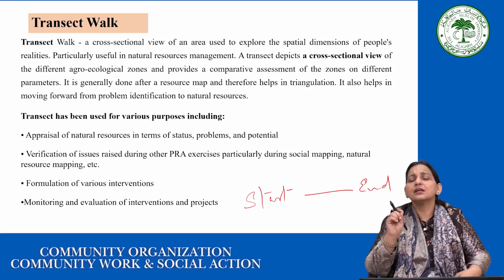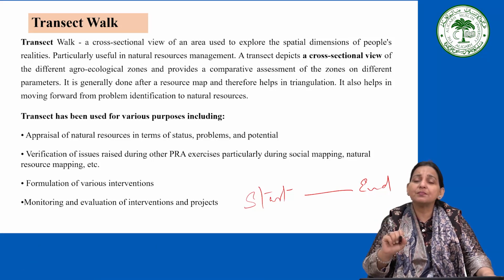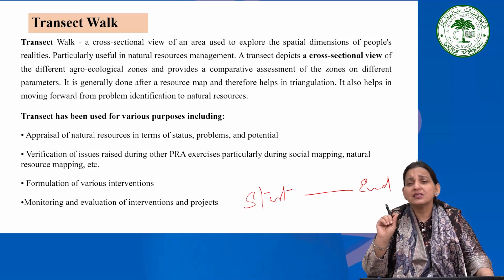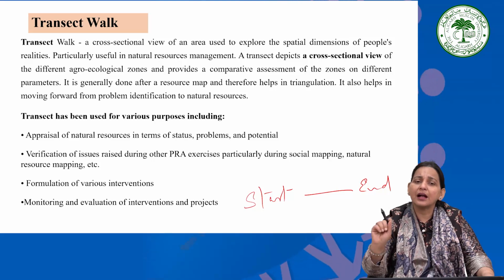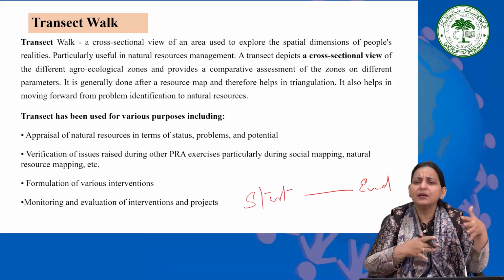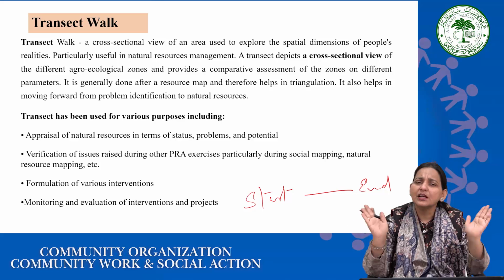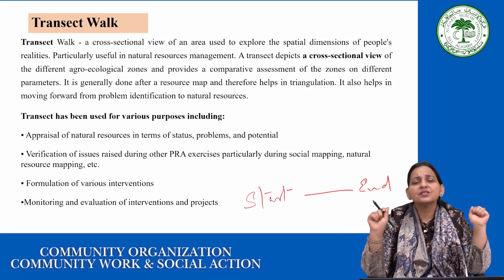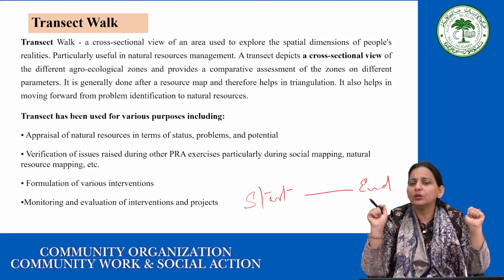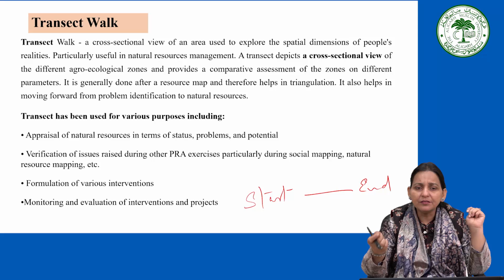So transect walk is a cross-sectional view of an area used to explore the spatial dimension of people's realities, particularly useful in natural resource management. The transect depicts a cross-sectional view of the different ecological zones and provides a comparative assessment of the zones on different parameters, maybe of two different areas in one community. You have to identify the kind of resources the two different areas possess. It is generally done after the resource map, as I have already told you, and therefore helps in triangulation, right? It also helps in moving forward from problem identification to natural resources.